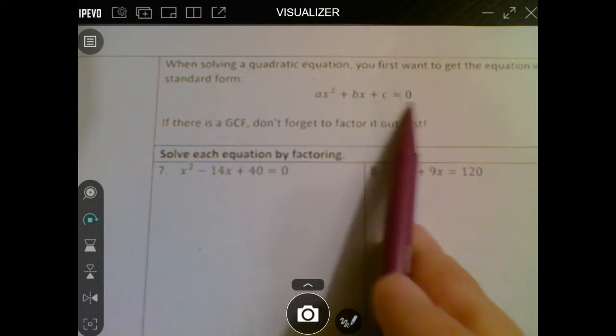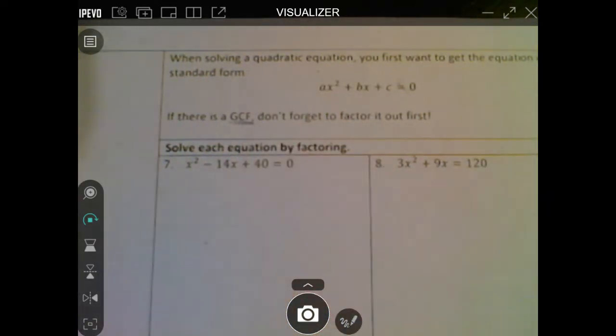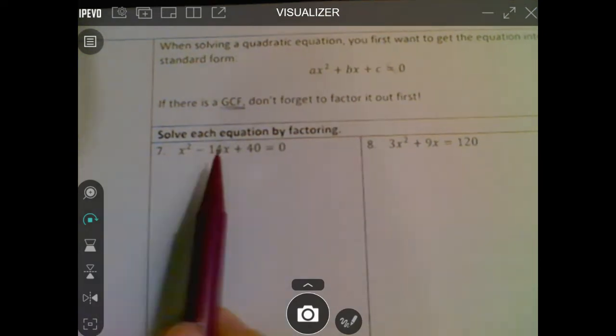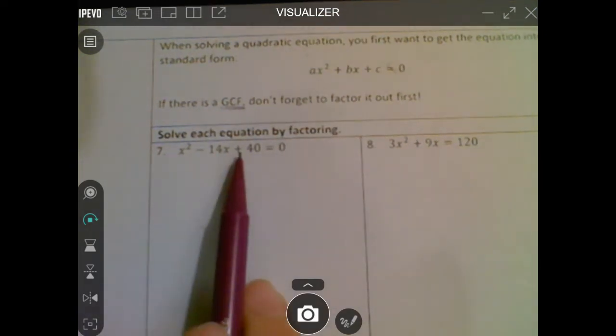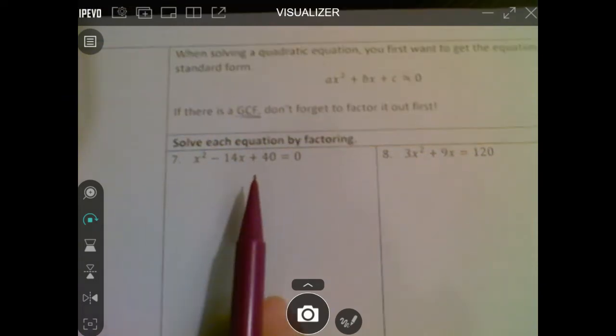one side of the equation with a 0 on the other side. But if there is a greatest common factor, once we get it into the form with the 0 on one side, remember that we want to get rid of the GCF or factor it out first. So example 7 is pretty straightforward. This is just a coefficient of 1 here because there's a 1 in front of the x squared technically.